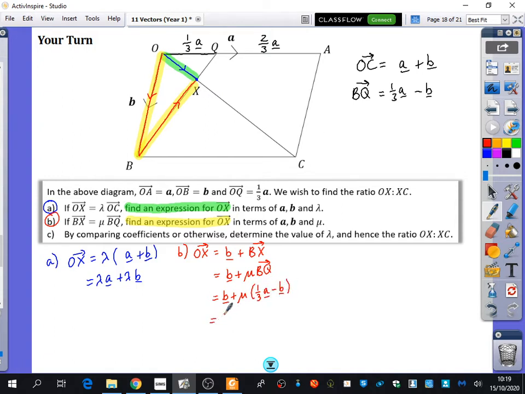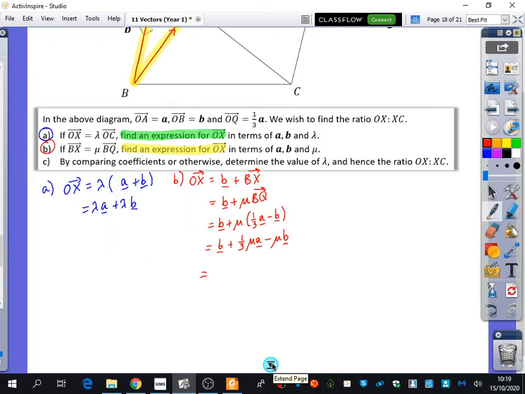So I'm going to expand the brackets. So I get B plus a third mu A minus mu B. What did I do on the previous example to this? Factorized, good. So I'm going to see if I can factorize this without rewriting it. I'm going to start off with a third mu A. What would it be for B? What are these factorized to? 1. 1 minus mu. I've got B times (1 minus mu).